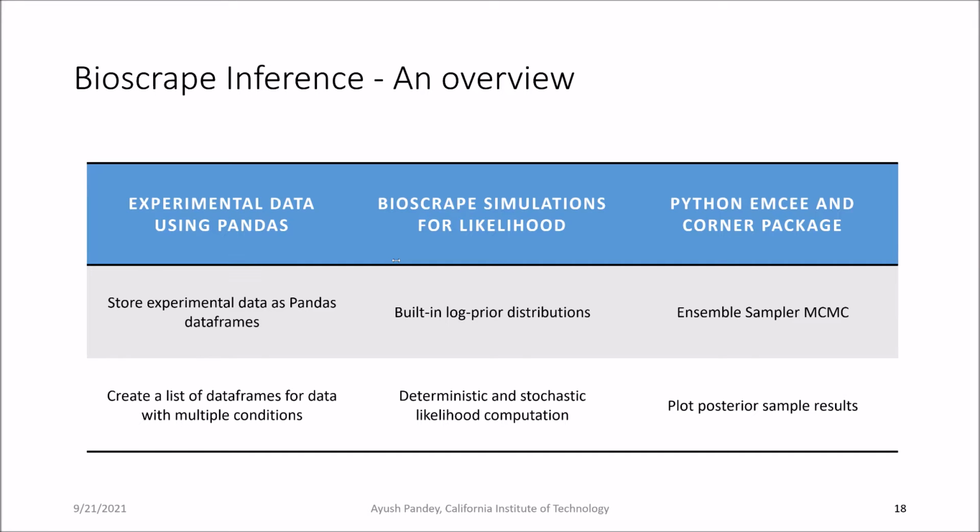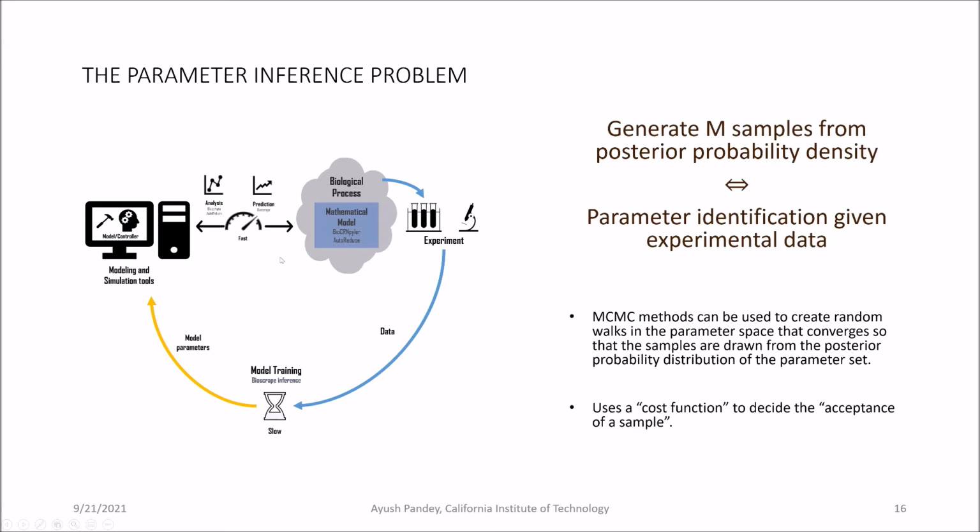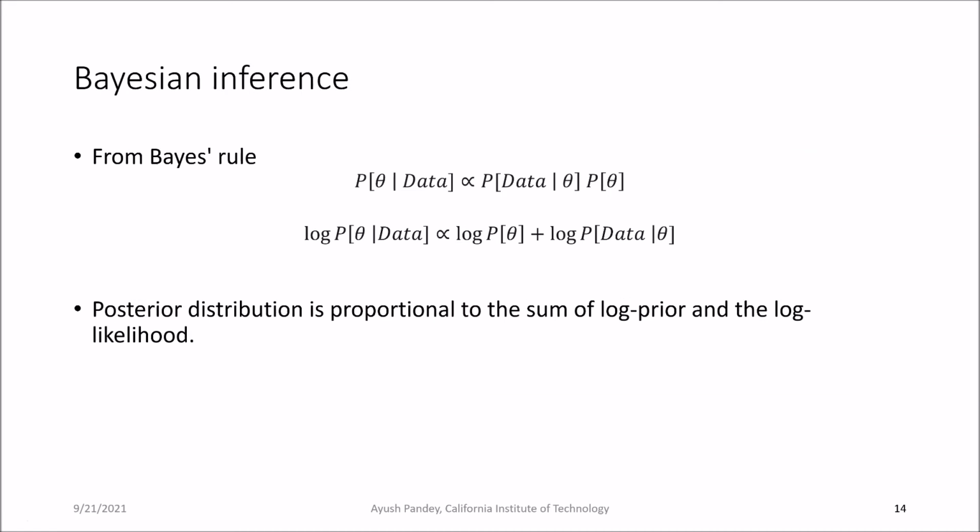Quick recap for the model training using experimental data. Let me go back to this picture. So now that we have decided what our algorithm is for parameter inference, I can recap it again. We have this mathematical model here. We get some experimental data for that biological process. Then for the model training, we use Bioscript Inference. And what it does is it computes the log likelihood, that's the cost. So that's this term here.